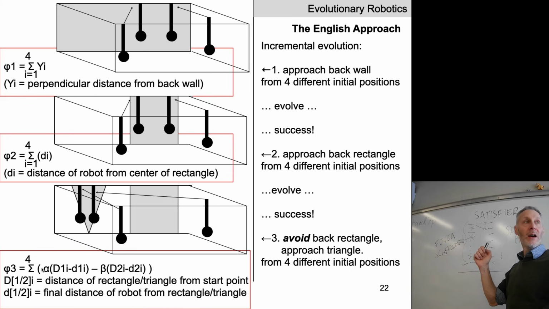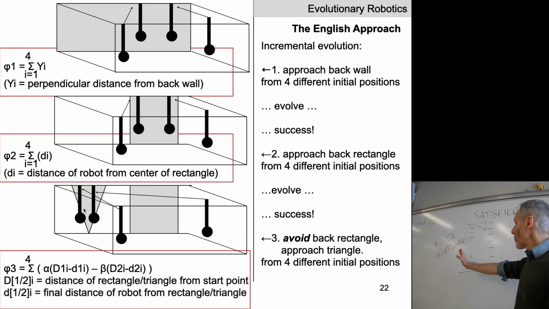Okay, last one. I'm going to go through this quickly because I want to finish up this lecture today. In this case, they're trying to minimize the distance to the triangle and maximize the robot's final distance from the rectangle. I'll leave it to you to work out from that verbal description back to the math. So basically, phi 3 says be as far away from the rectangle as possible and be as close to the triangle as possible at the end of the 10 or 15 seconds of evaluation.